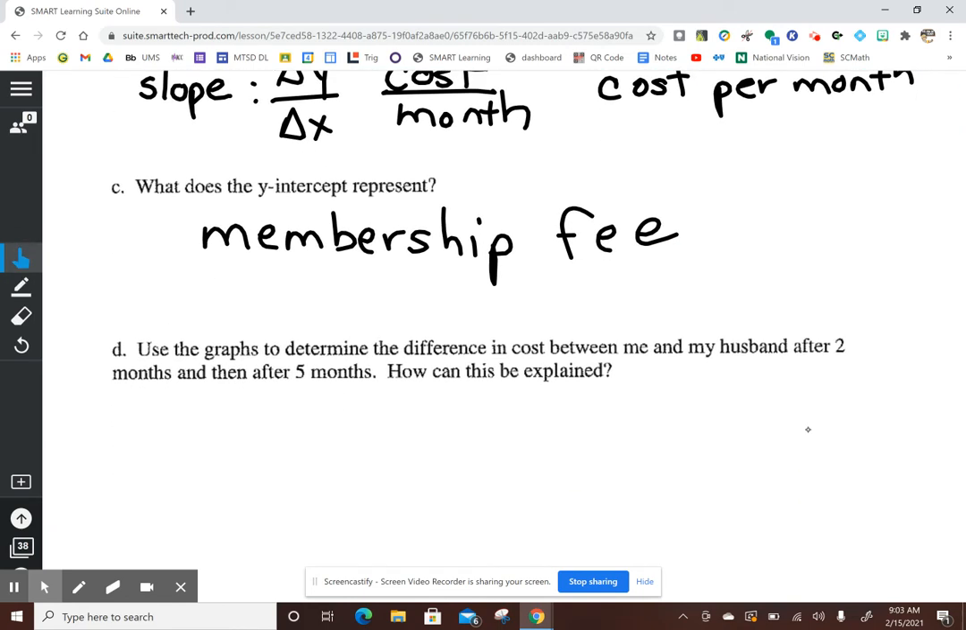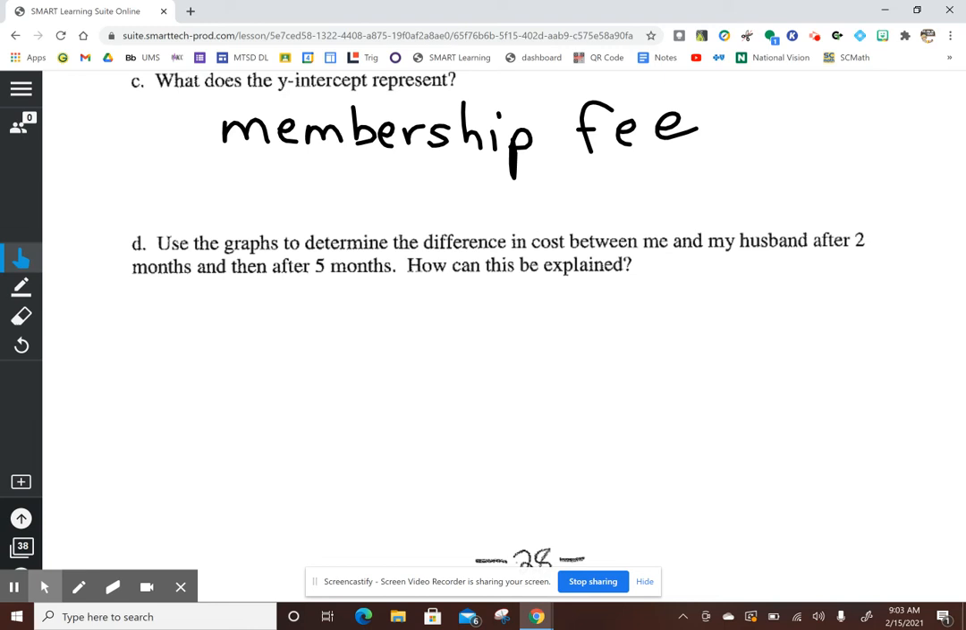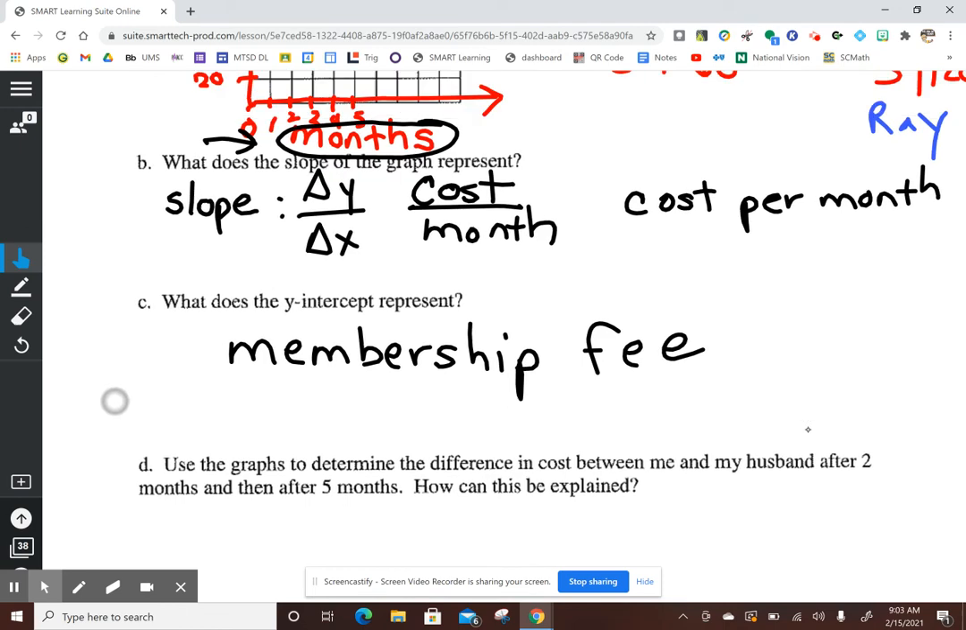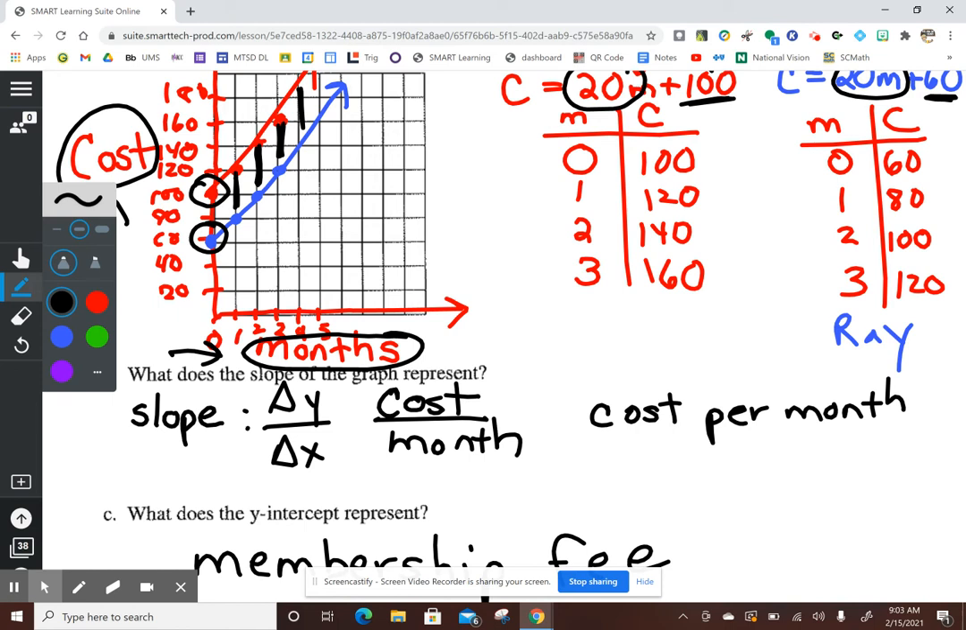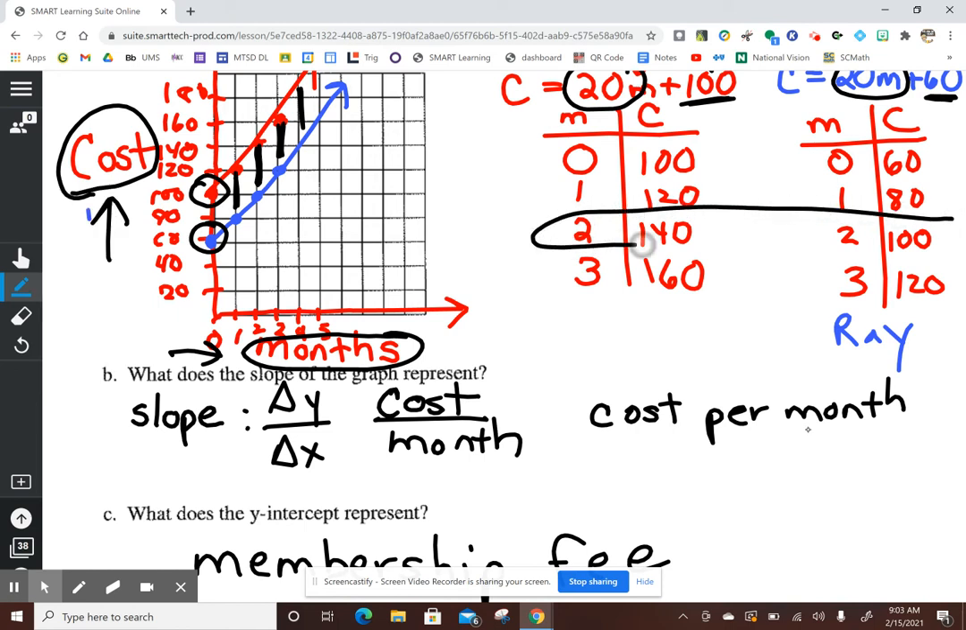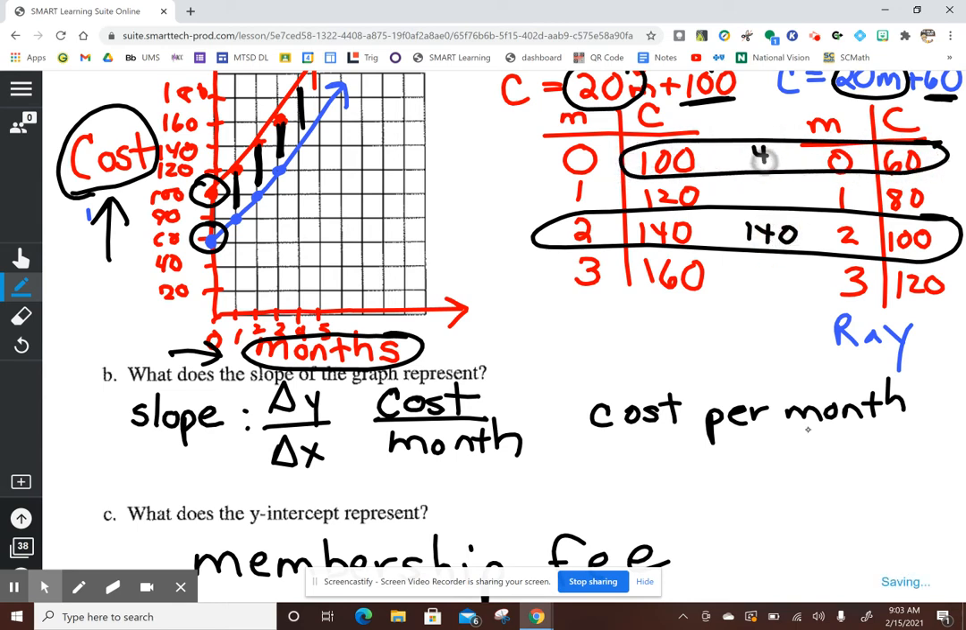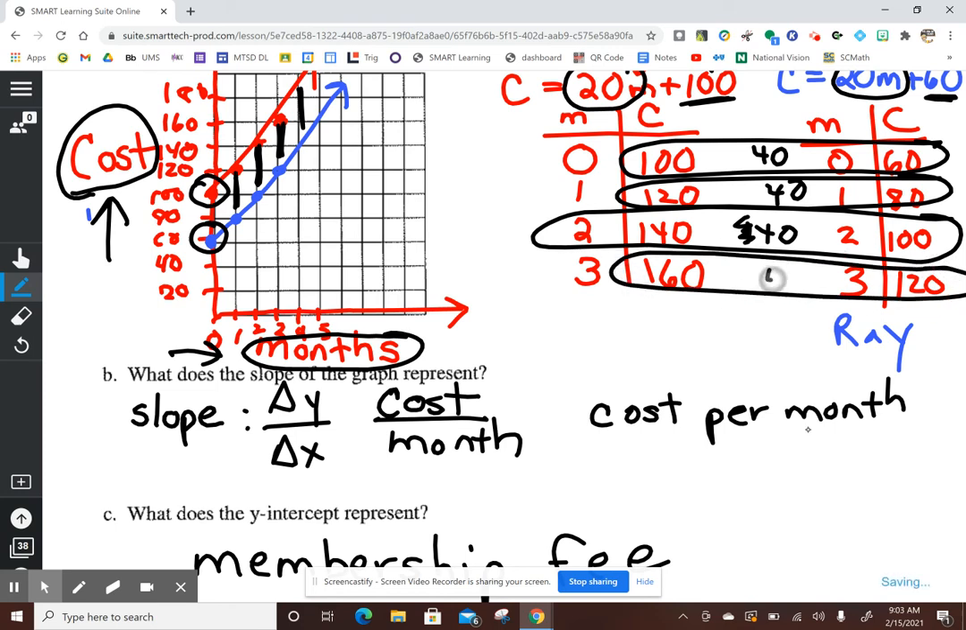And then it says, use the graphs to determine the difference in cost between me and my husband after 2 months and after 5 months. How can this be explained? Okay, well, if we look at the change in cost after 2 months, let's look at our graph. What's the cost differential? It's 40. Well, let's look at the cost differential here because it's right here. Well, that's 40. This cost differential is 40. And this cost differential is 40. So if we were to look at 5 months, the cost differential would be 40.